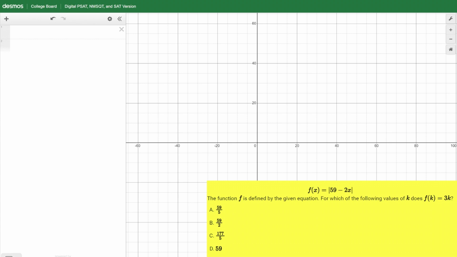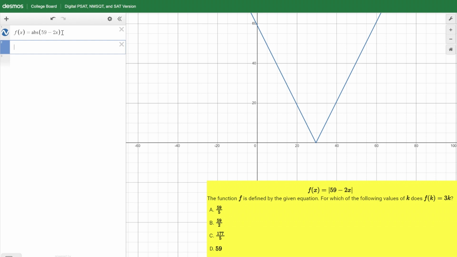Our last problem deals with an absolute value. Here, all we need to do is put in these two equations in Desmos, and we'll see where they come together, and that'll be the answer. Okay, so we can say f of x is going to be equal to, for putting the absolute value, we start with ABS, and then parentheses 59 minus 2x. Okay, that's our blue line right here.